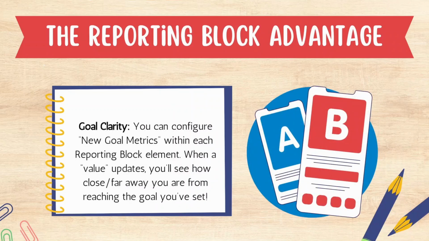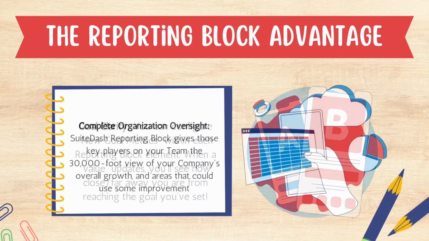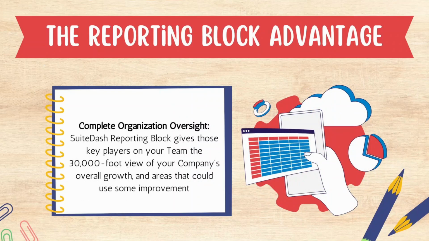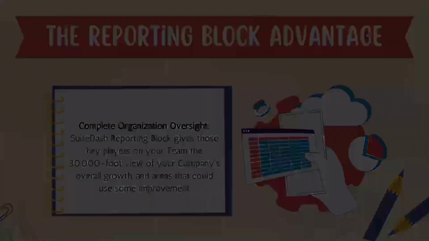The second key advantage is goal clarity. You can configure new goal metrics within each reporting block element. When a value updates, you'll also see how close and how far away you are from reaching the goals you've set. And finally, you get complete organization oversight. SuiteDash's reporting block gives those key players on your team the 30,000-foot view of your company's overall growth and areas that can use some improvement.